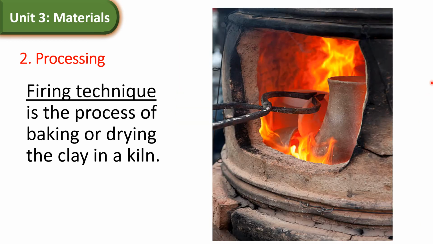And finally, we have the last technique of processing, the firing technique. This oven here is what you call a kiln. A kiln is an oven wherein you place your pots after you mold them, so that your pots will become hard and dry easily. It's like baking bread, but instead of bread, you are using clay pots in your kiln, or in your oven here.